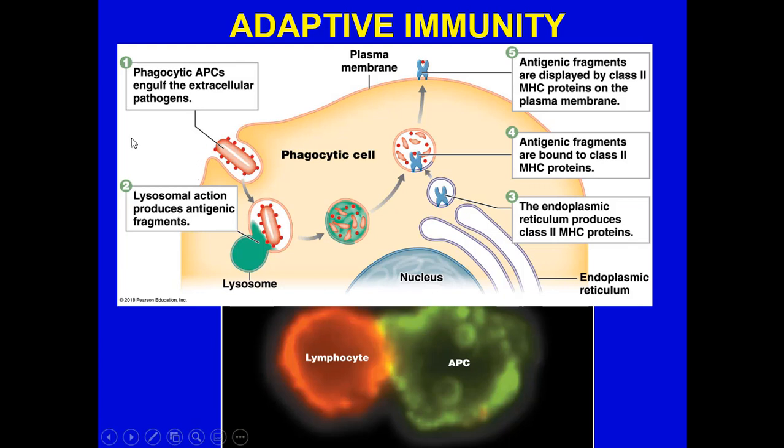And if you think I'm making this up, you can see this image down here where a lymphocyte and an APC are having an exchange. Here you have a phagocytotic cell, as I mentioned before. They engulf the extracellular pathogens. A lysosome will begin chopping it up because of its enzymes, and you end up with these fragments. The endoplasmic reticulum produces class II MHC proteins. These fragments are bound to the MHC2 proteins, and they will be set on the surface of the plasma membrane.